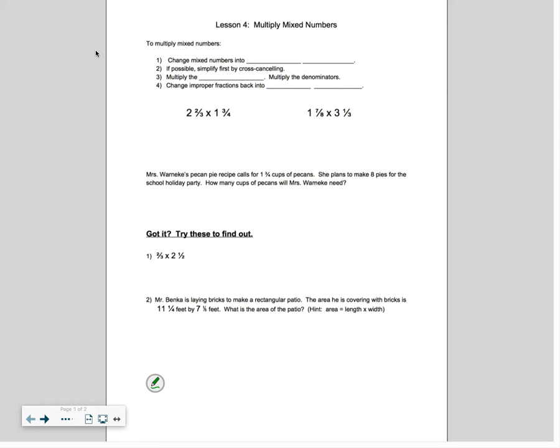There are 4 easy steps. Follow along and fill in the notes. Okay, step number 1 to multiply mixed numbers: change mixed numbers into improper fractions. And I'm going to remind you how to do that with an example right here in the top right corner.